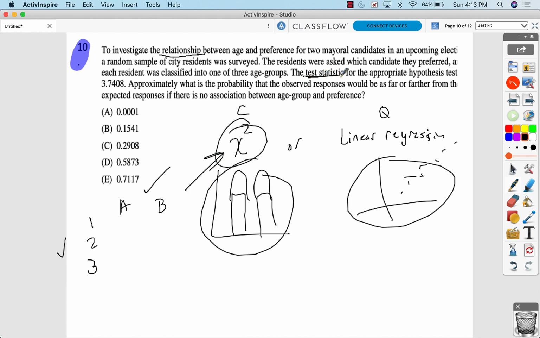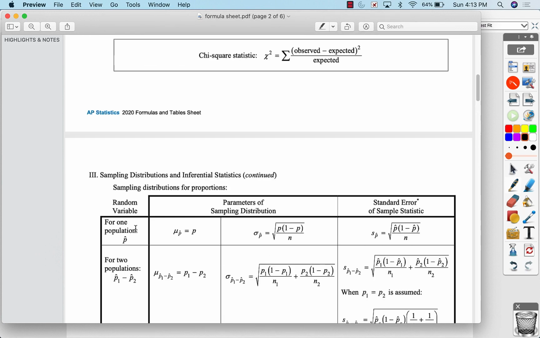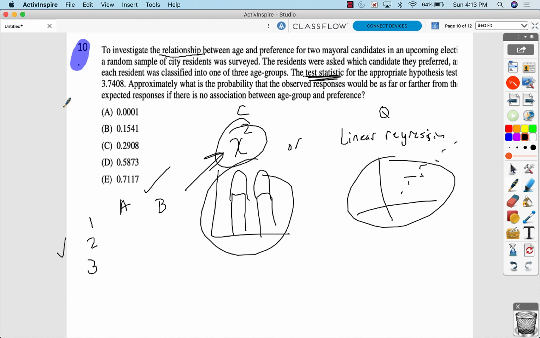Okay, the test statistic. Let me go to my formula sheet. Here's your test statistic. The chi-square statistic is a test statistic. They ran it for you. We already know that the chi-squared equals 3.7408. Approximately what is the probability that the observed responses would be as far or farther from the expected if there is no association?